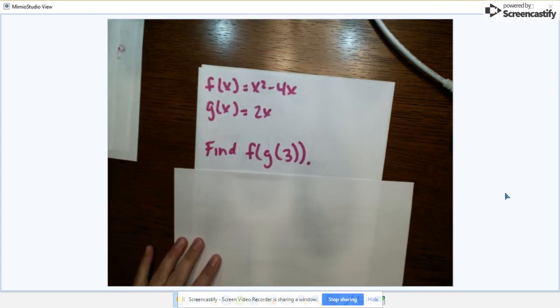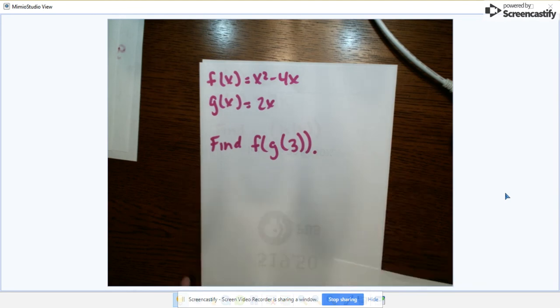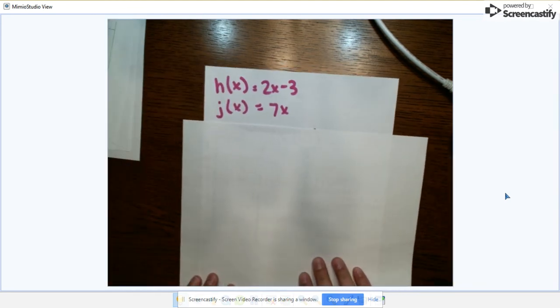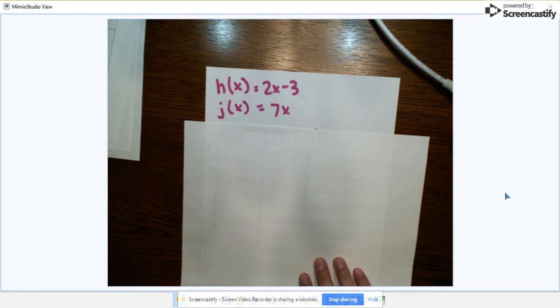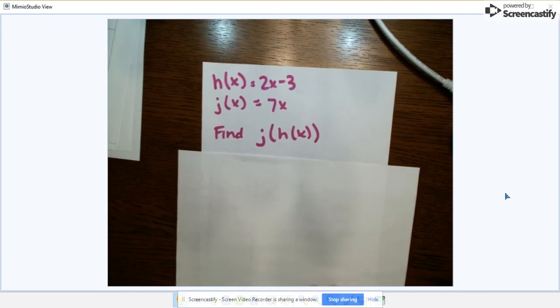Using those same two functions, I'd like you guys to simplify or evaluate f of g of 3. And here are two new functions. We have h of x equaling 2x minus 3 and j of x equals 7x. You guys please find j of h of x.